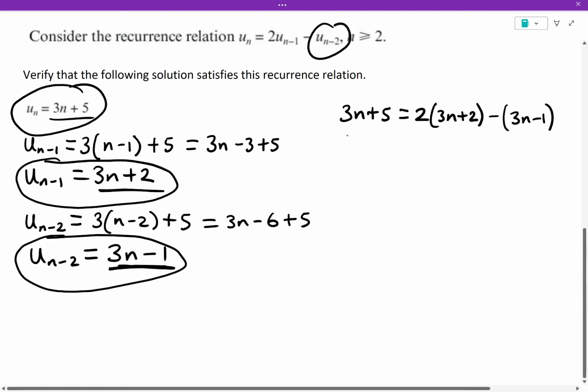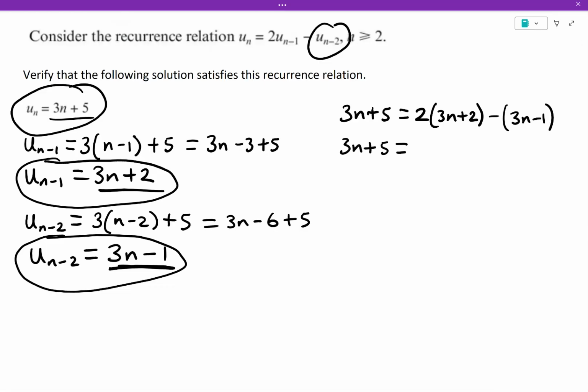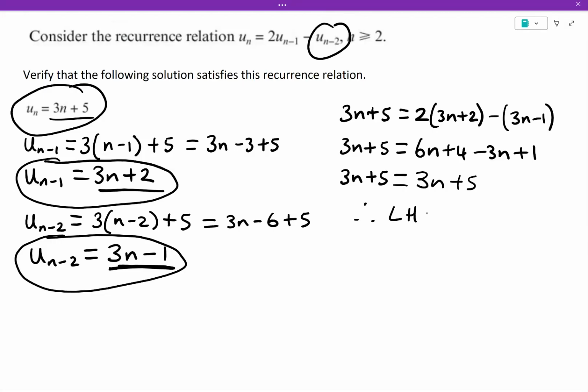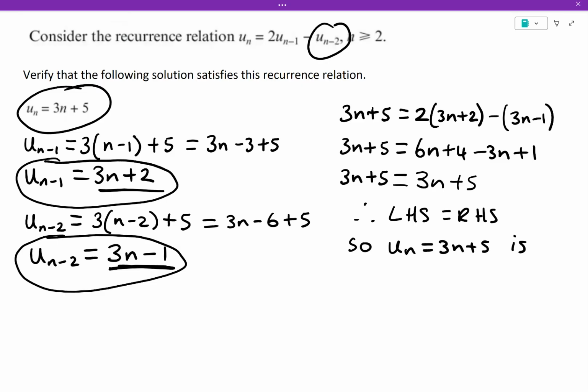Now let's expand and simplify my right-hand side. So 2 lots of 3n is 6n, 2 lots of 2 is 4. And then subtracting the brackets, so we're going to multiply by negative 1. So we get negative 3n, and then we get positive 1. Now let's collect like terms on my right-hand side to fully simplify, because my left-hand side is already fully simplified, so that's fine. And what we're going to get is 6n subtract 3n is 3n, and then 4 plus 1 is 5. So I can say, therefore, the left-hand side is equal to the right-hand side. So the solution that I was considering, u_n equals 3n plus 5, is a solution of the recurrence relation.